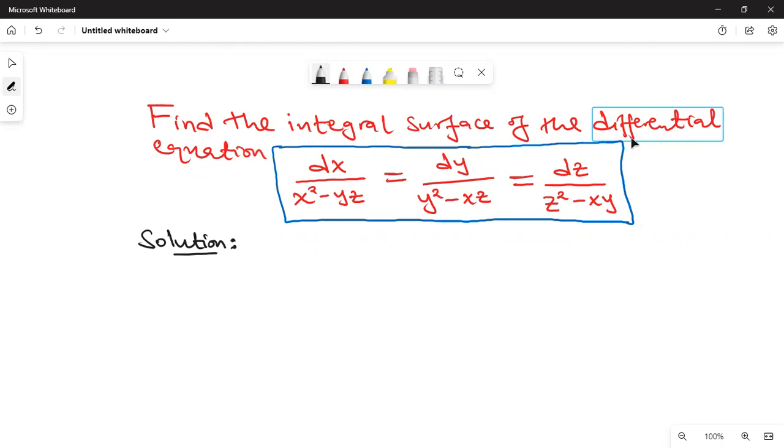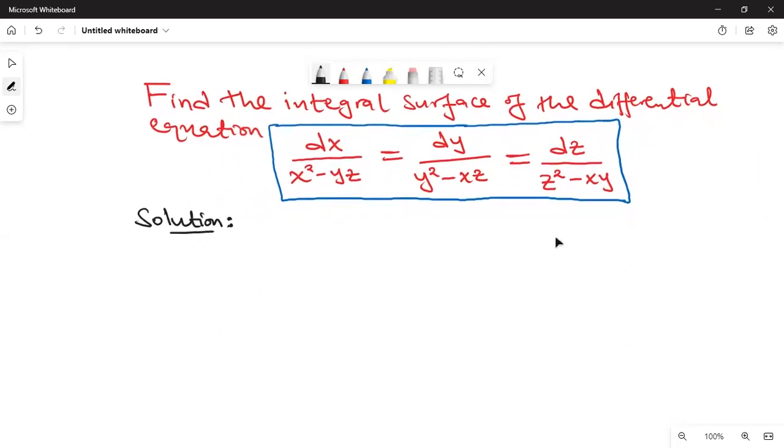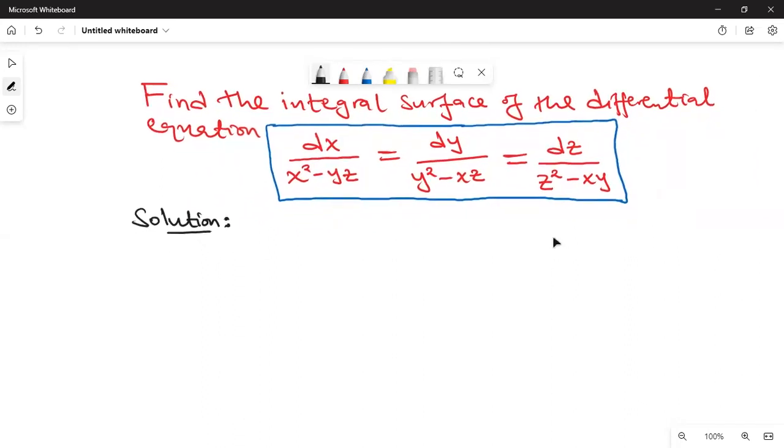Today I want us to look at how to find the integral surface of the symmetric equation given by dx over x squared minus yz is equal to dy over y squared minus xz is equal to dz over z squared minus xy. To be able to solve this equation, we need to find two unique solutions, which we are calling the integral curve.